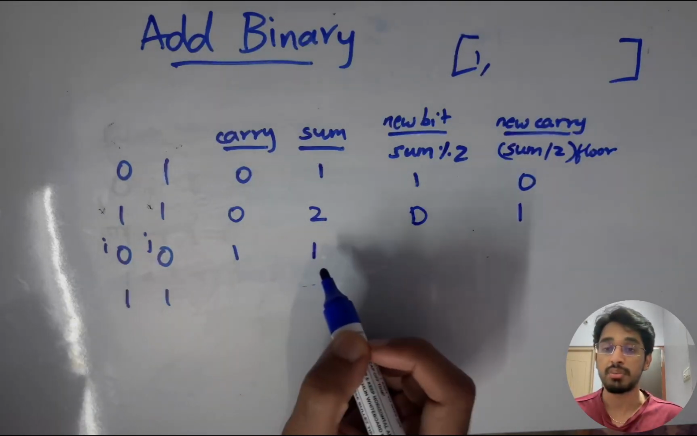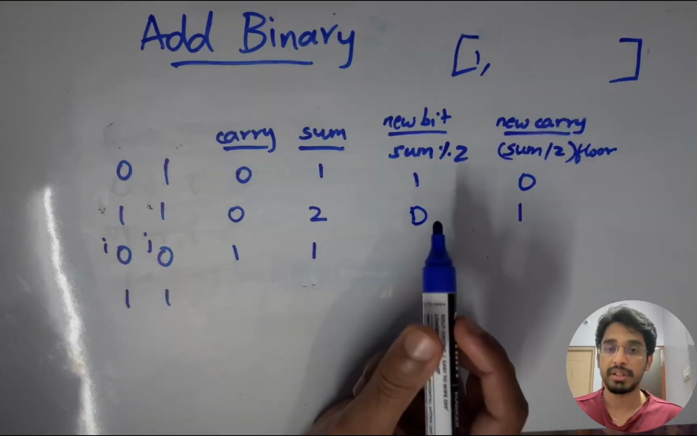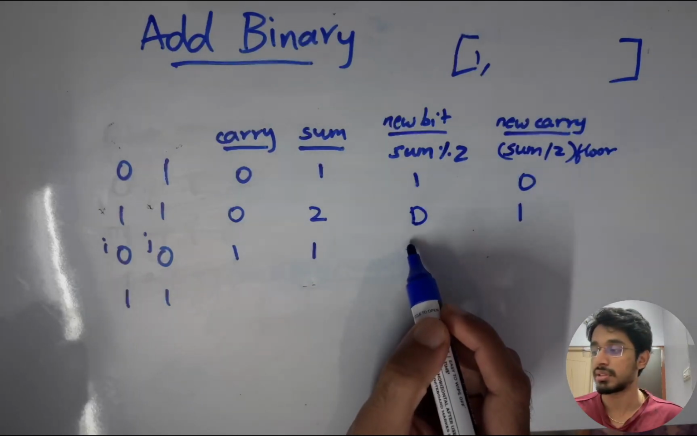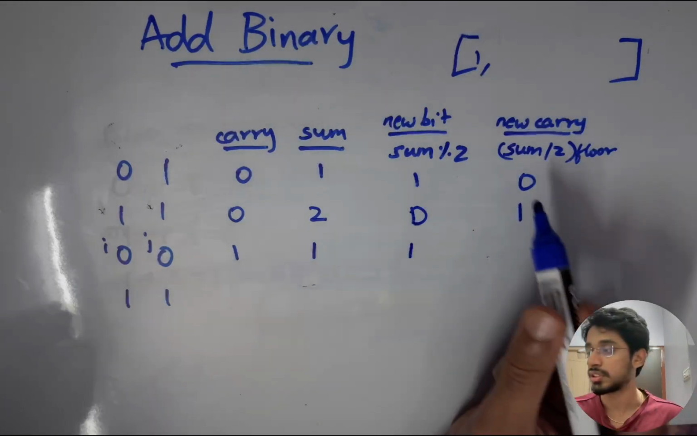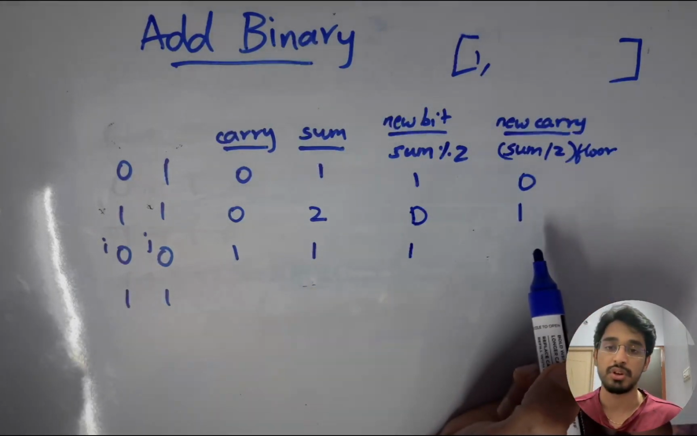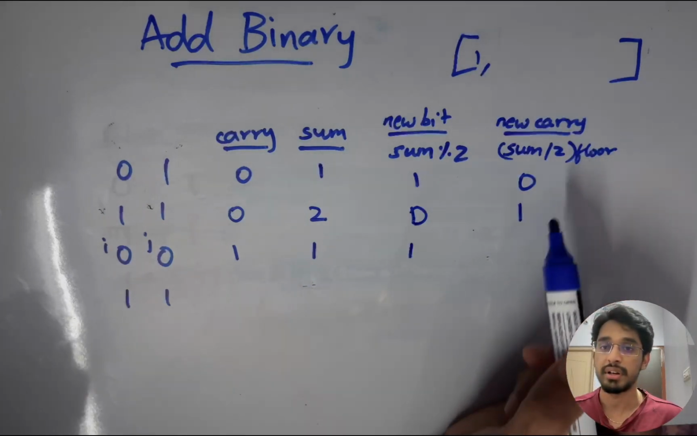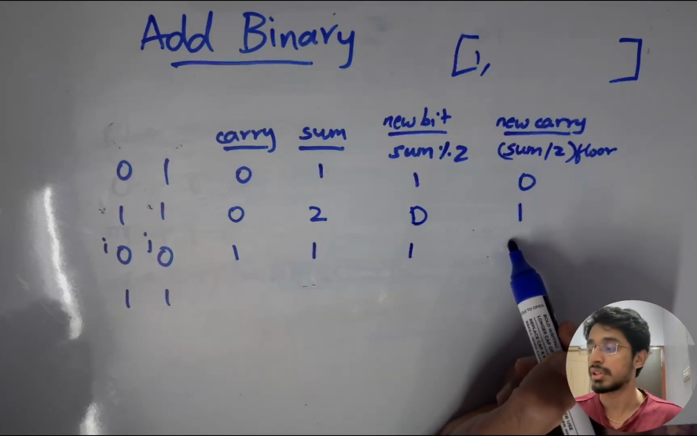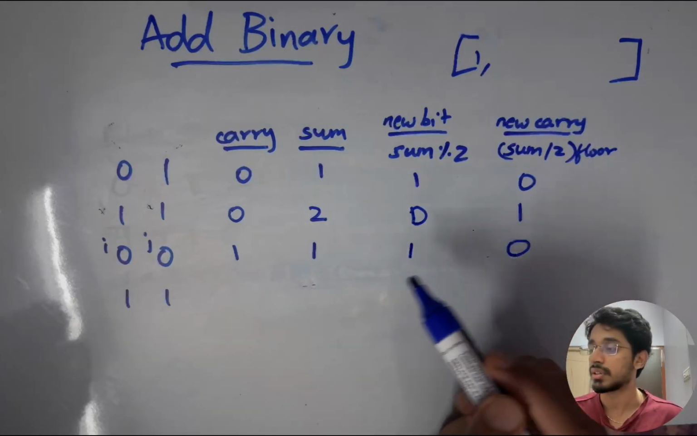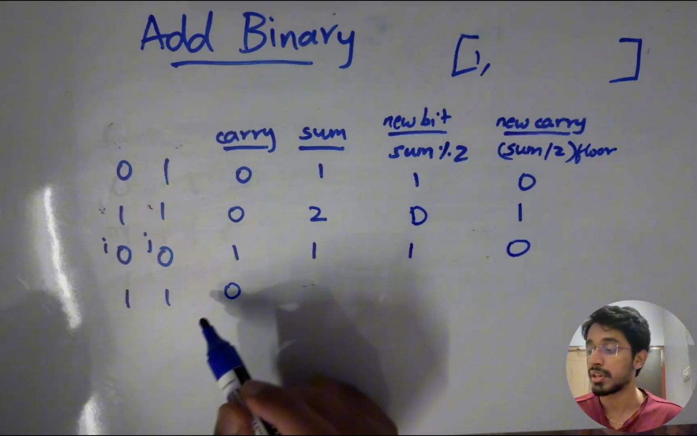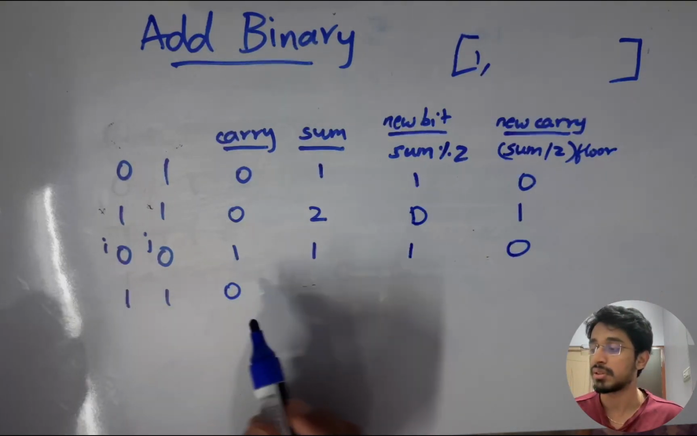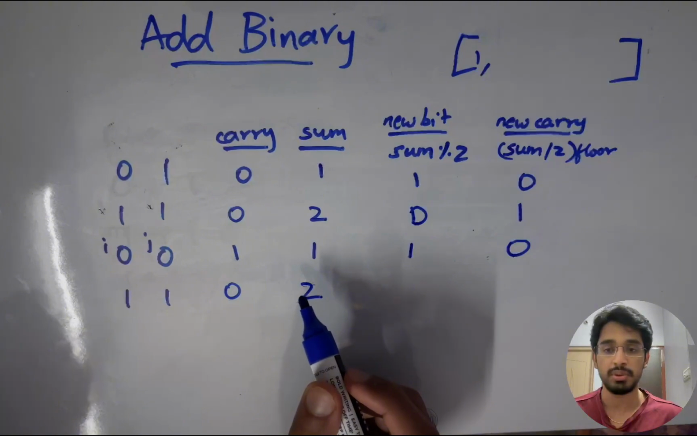Now we take the modulo of this with 2. So 1 % 2, the remainder is 1, right? And then we check for the carry. 1 divided by 2 is 0.5, we take the floor value of that, so that would become 0. This carry gets continued ahead. So 1 plus 1 plus 0, the sum is 2. I hope you get the idea right now.